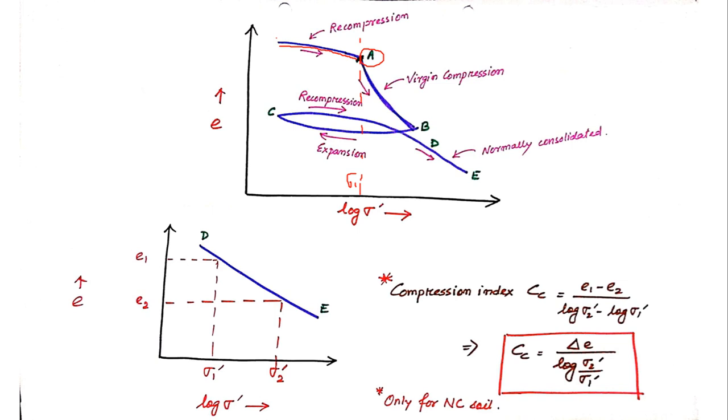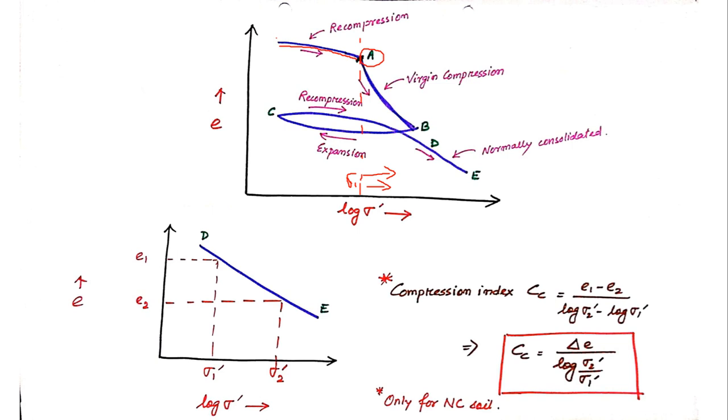That means it is already subjected to a stress of sigma 1 in its past, and that is why now it is not compressing at a very high rate, it is compressing at a very low rate. Okay, because already it has been subjected to a stress of sigma 1. Now if I increase the stress beyond sigma 1, the soil will be subjected to the stresses beyond sigma 1 for the first time in its life, right? And if a soil is exposed to a kind of stress for the first time in its life, it acts like an NC soil, right?